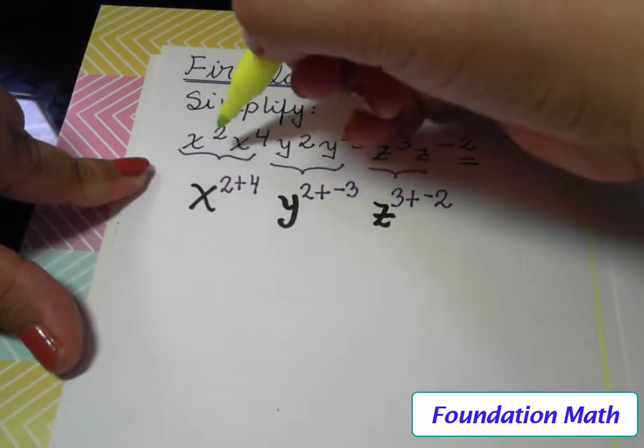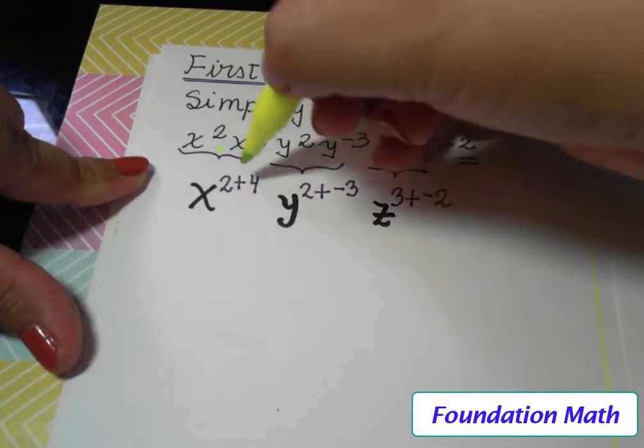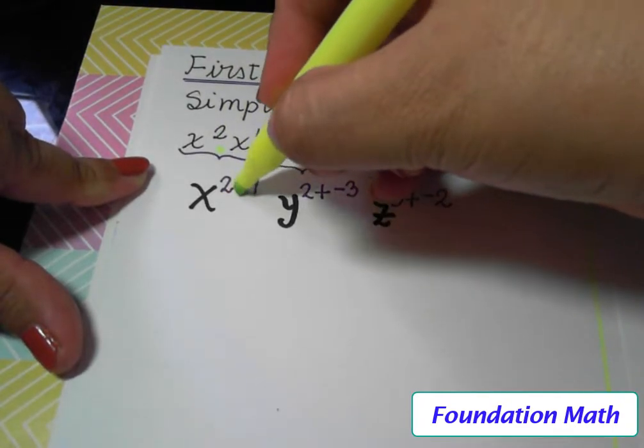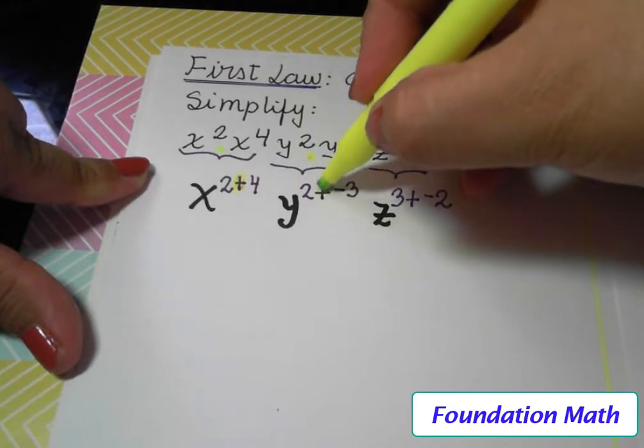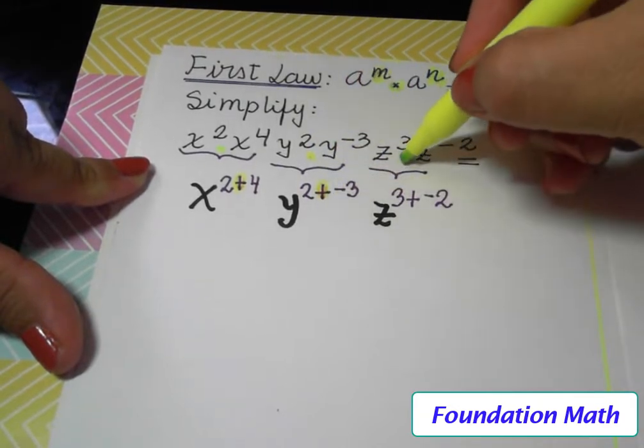Remember, when you don't have any symbol, it's a multiplication. When it's a multiplication, you have to add. Here also you don't have any symbol, it's a multiplication, you have plus here. The same here.